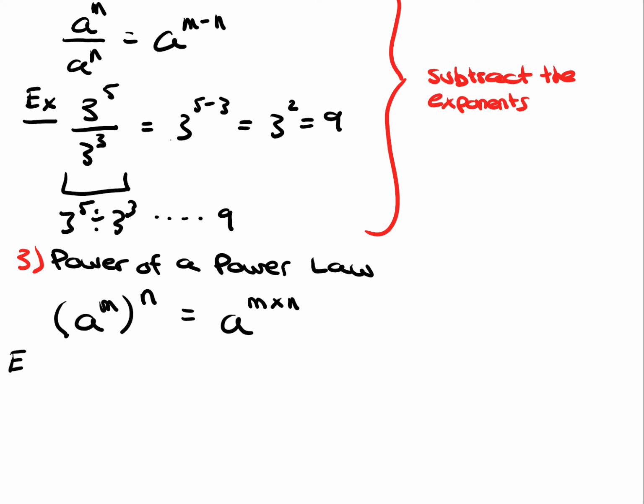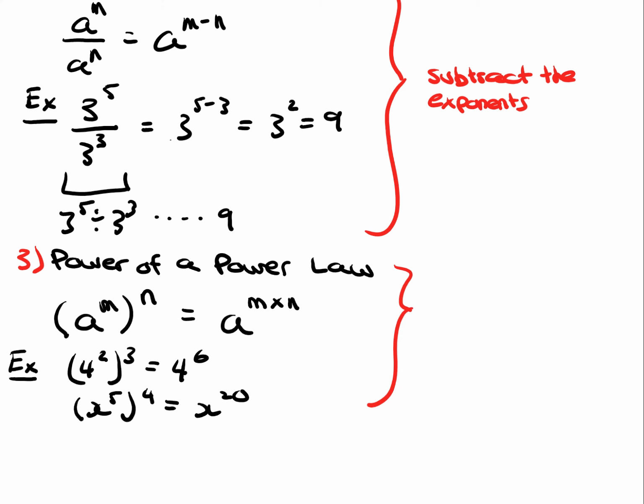So an example of this would look like if we had something like 4 to the power of 2, then to the power of 3. That could be expressed as 4 to the power of 6. Or if we have something like x to the power of 5 and to the power of 4, that would be expressed as x to the power of 20. So in summary, here we want to multiply the exponents.